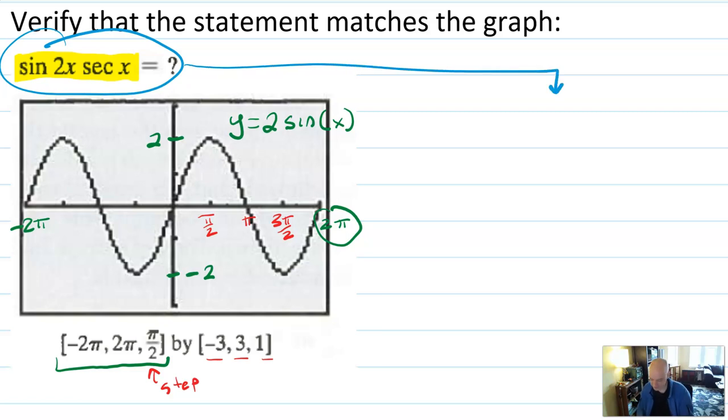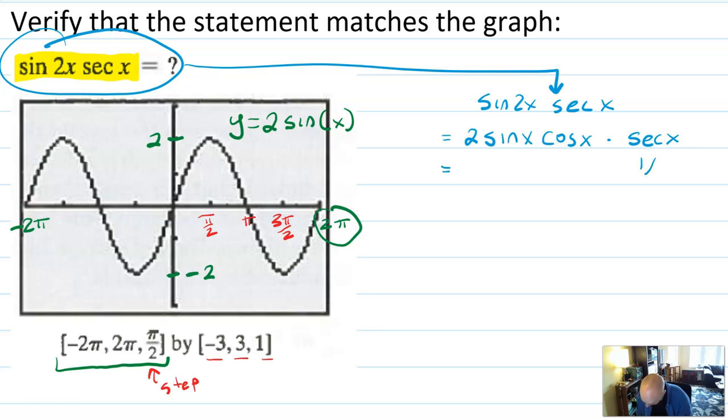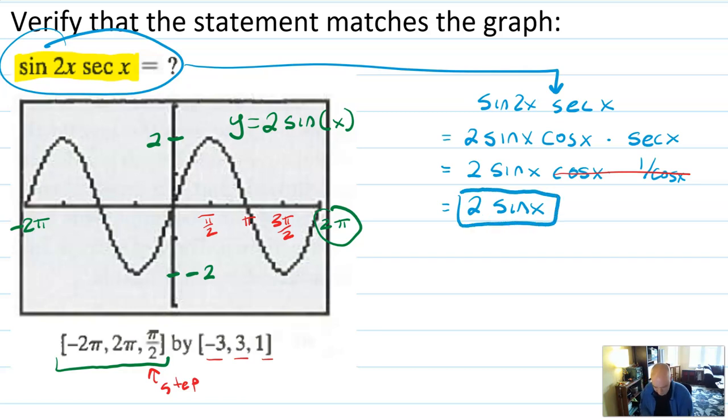So here I don't really even have two sides. I'm just going to work with the sine 2x part. I'm going to stay in blue. Well, I know that sine 2x, so I have sine 2x secant x, and I'm trying to manipulate this into something else. Okay? Well, sine 2x is equal to 2 sine x cosine x, still multiplied by secant x. I know that secant is 1 over cosine x, so I have 2 sine x cosine x times 1 over cosine x. I know those will reduce out, and so I can confirm that the statement sine 2x secant x is equivalent to the statement 2 sine x, which matches with the graph we were trying to verify.